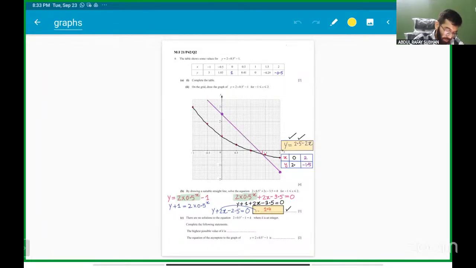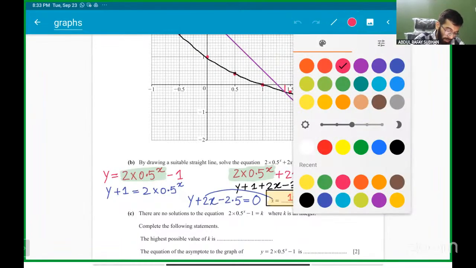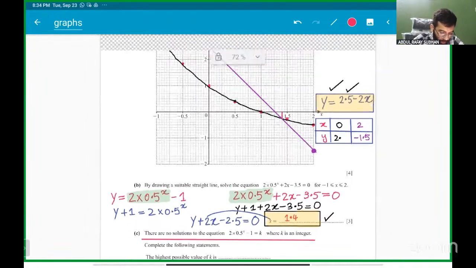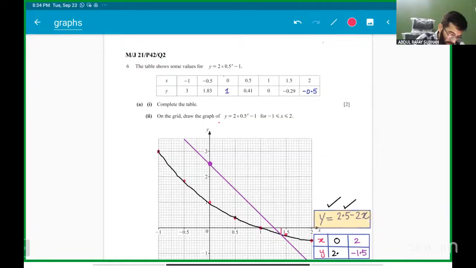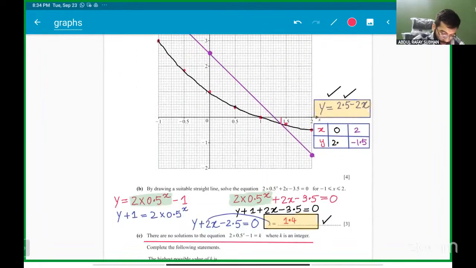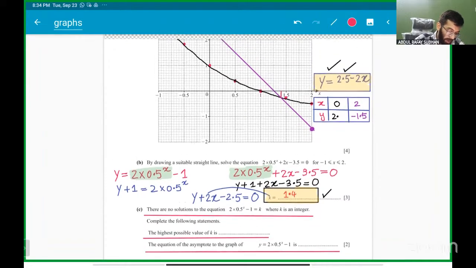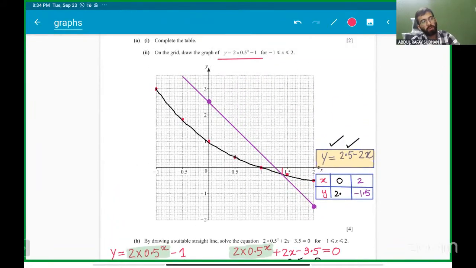So what we need to understand is that this one is related to the asymptote, where there are no solutions. The examiner is saying there are no solutions to the original equation, where k is an integer. So find the highest possible value of k, and the equation of the asymptote. It's the same answer for both of them. Just follow the black graph only.